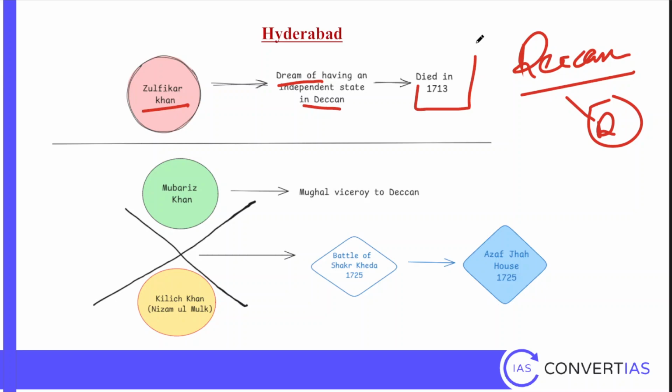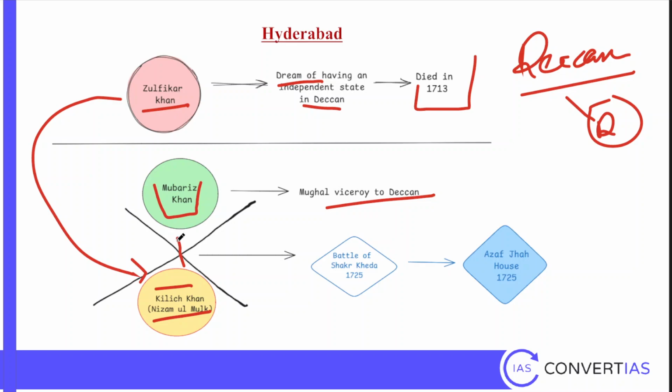And the Mughal emperor, during that time, appointed a viceroy. His name was Mubarak Khan. A viceroy was appointed and the Deccan was part of the Mughal territory. Then came someone else called Nizamul Mulk or Qilich Khan. This person had the same ambition. So he fought a battle with Mubarak Khan. He was the Mughal viceroy. The Mughal viceroy didn't have any personal ambitions, but he was the viceroy.